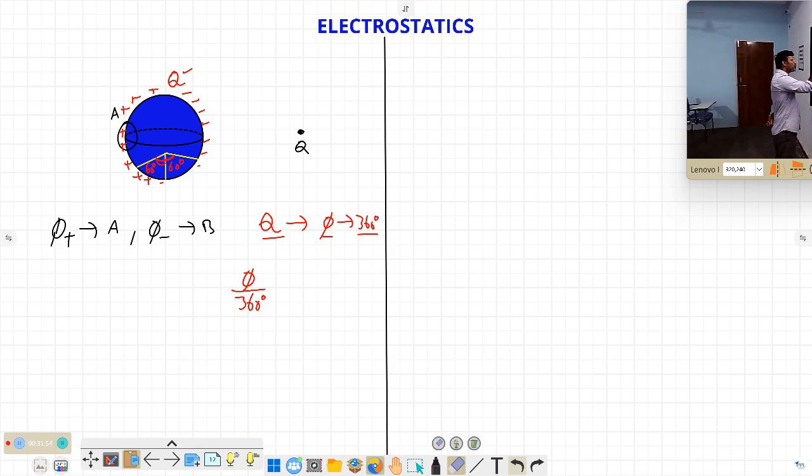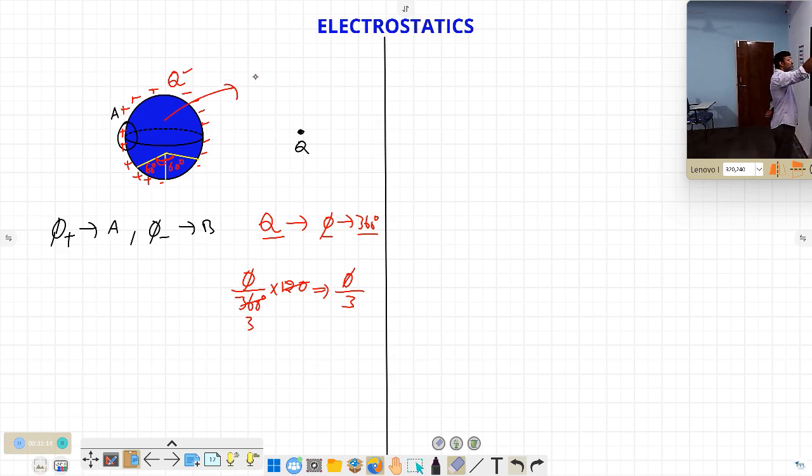Now whatever the portion you are calculating, how much angle is it? 120 degrees. So if you calculate this, 120, how many times does it cancel? 3 times. So we are going to get phi by 3 here. So that means what is the flux enclosed in that? The flux enclosed in that is equal to, in the total flux, 1/3 of the flux will be contributed here.